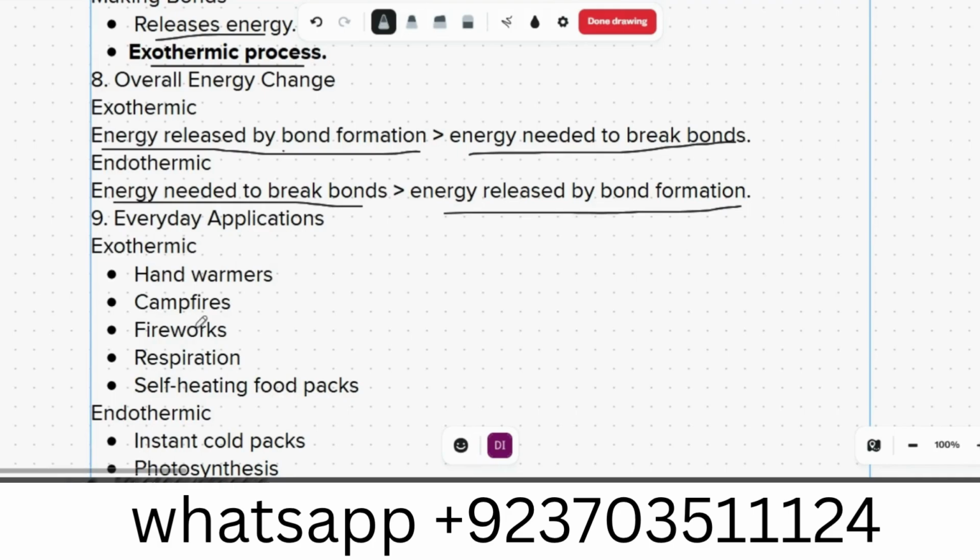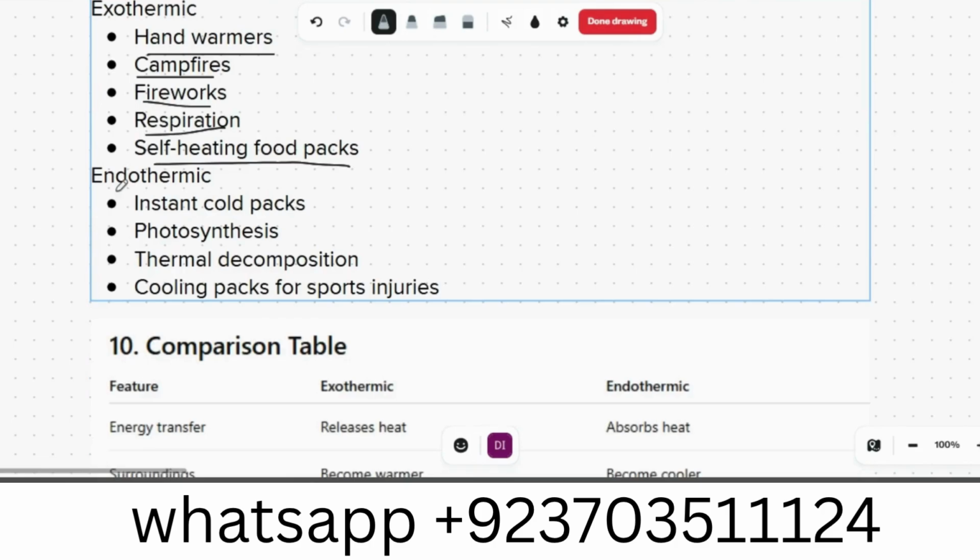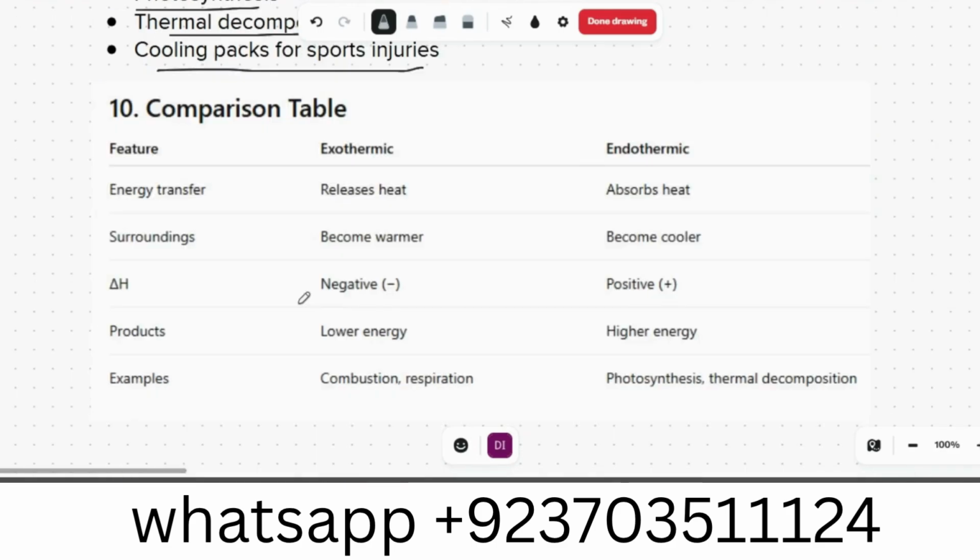Everyday applications of exothermic reactions: hand warmers, campfires, fireworks, respiration, and self-heating food packets. All of them use exothermic reactions to get energy. Endothermic reactions: instant cool packs, photosynthesis, thermal decomposition, and cooling packs for sports injuries.